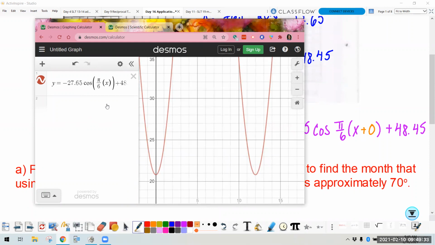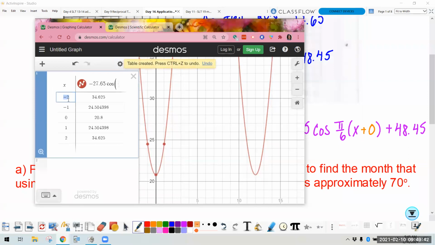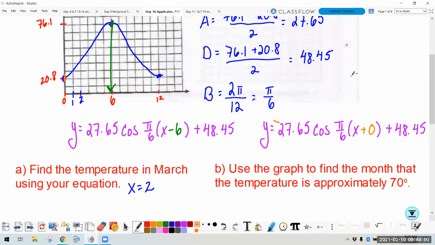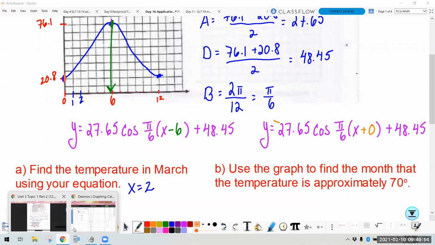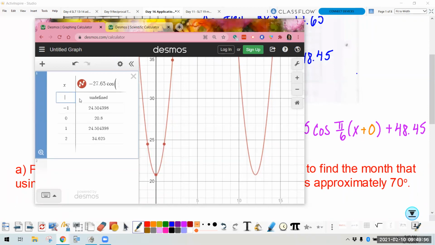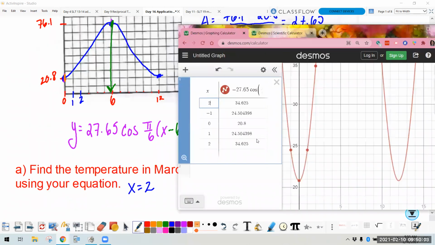So there's a really cool function with the Desmos Graphing. If you click this edit gear here and click the table, I can type in 3 and it shows me 48.5. So the temperature, oh, wrong. Did you catch that? I typed in the wrong thing. It should be 2, which is actually down here. 34.625.